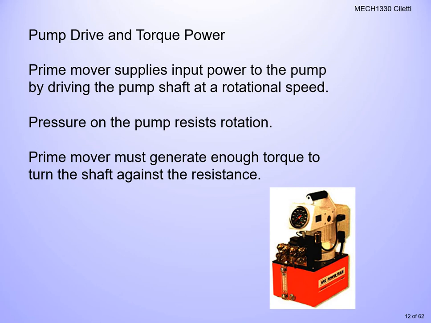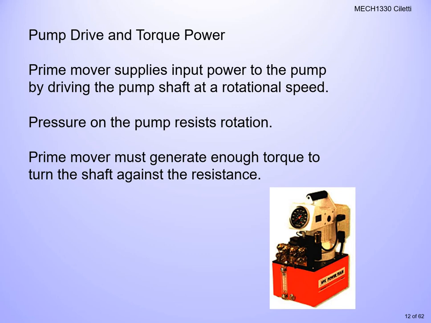All right, so let's look at pump drive and pump torque. The prime mover supplies input power to the pump by driving the pump shaft at a rotational speed. Okay, the pressure on the pump resists that rotation. So the prime mover has to generate enough torque to turn the shaft against the resistance. Think of a screw that's really tight, and you're trying to use a screwdriver to overcome that torque to loosen it. Same kind of concept applies with a pump.